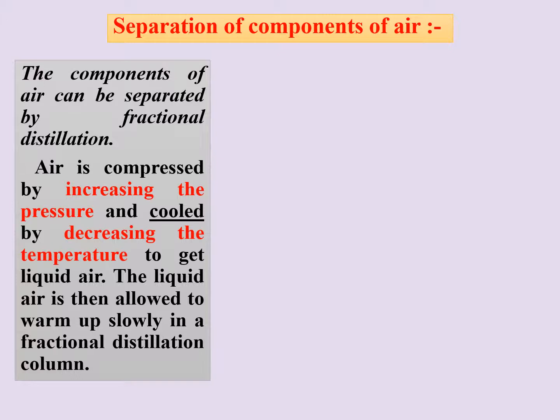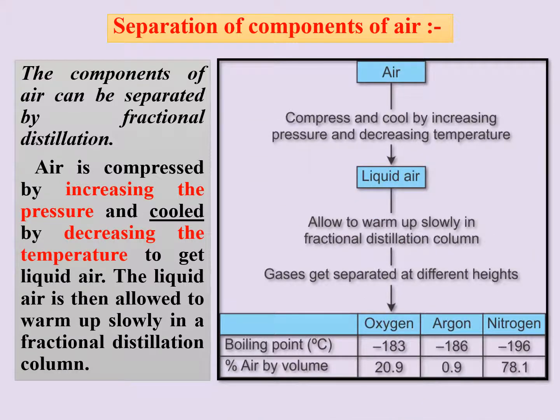Separation of components of air. The components of air can be separated by fractional distillation. Air is compressed by increasing the pressure and cooled by decreasing the temperature to get liquid air. These are the two processes which are used to liquefy the air. First, it is compressed by increasing the pressure, and then it is cooled by decreasing the temperature. The liquid air is then allowed to warm up slowly in a fractional distillation column.